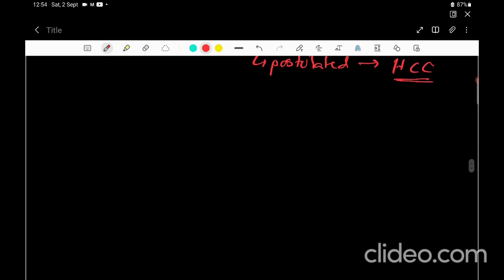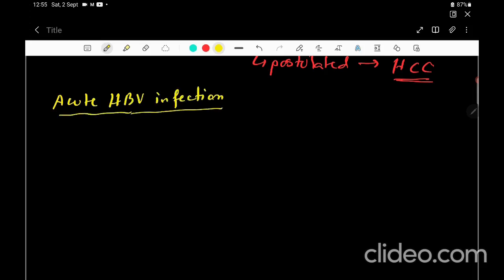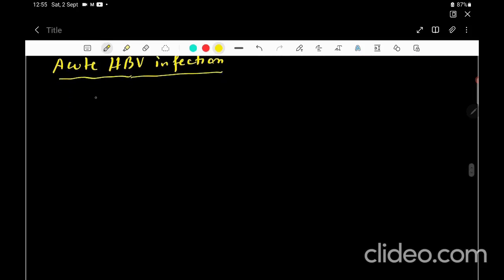Now let's speak about acute hepatitis B infection. In case of acute HBV infection, what can be the mode of transmission?